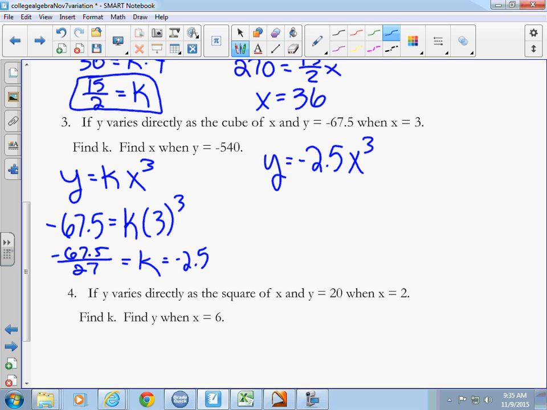Find x when y is negative 540. How do I do that? Negative 540 for y. Divide by negative 2.5. That is negative 540 divided by negative 2.5. 216. That's better. Because I believe that is a perfect cube, isn't it? What's the cube root of 216?